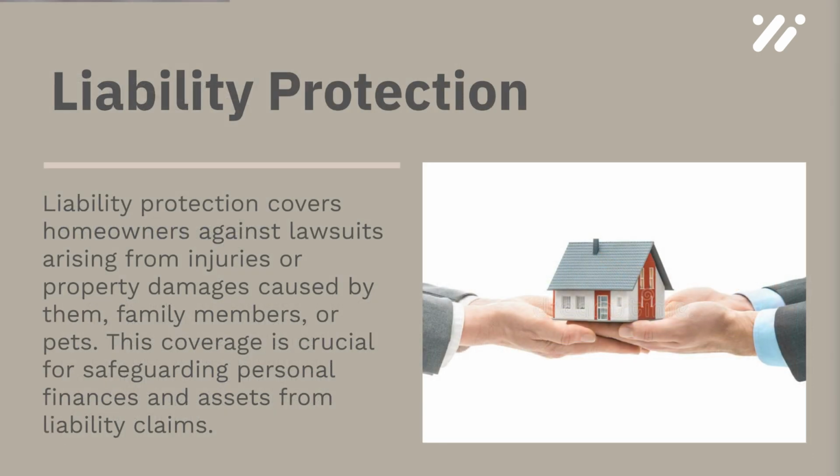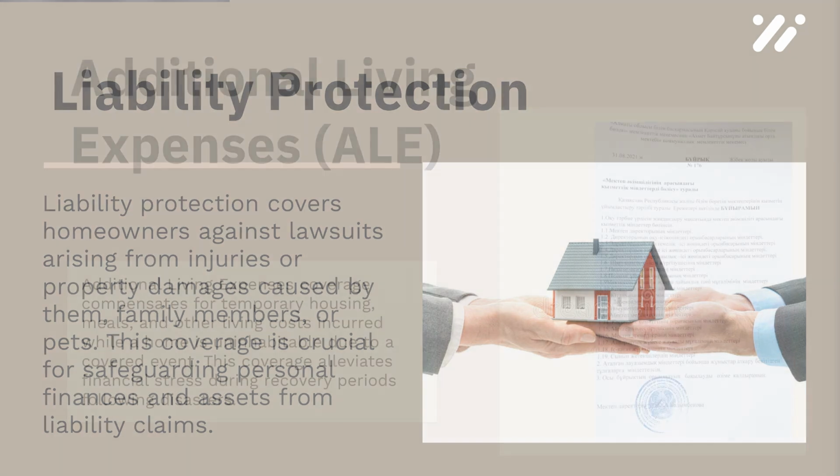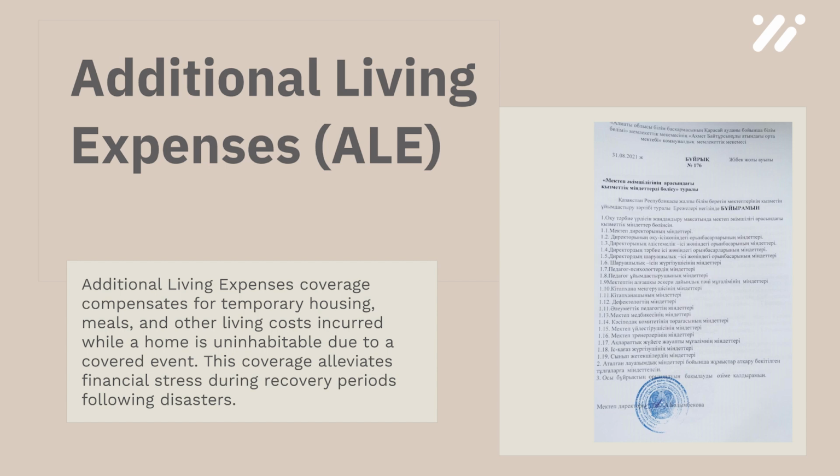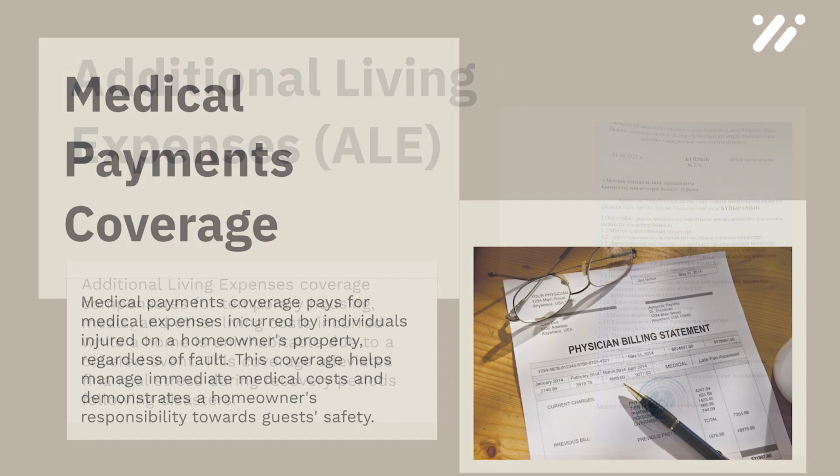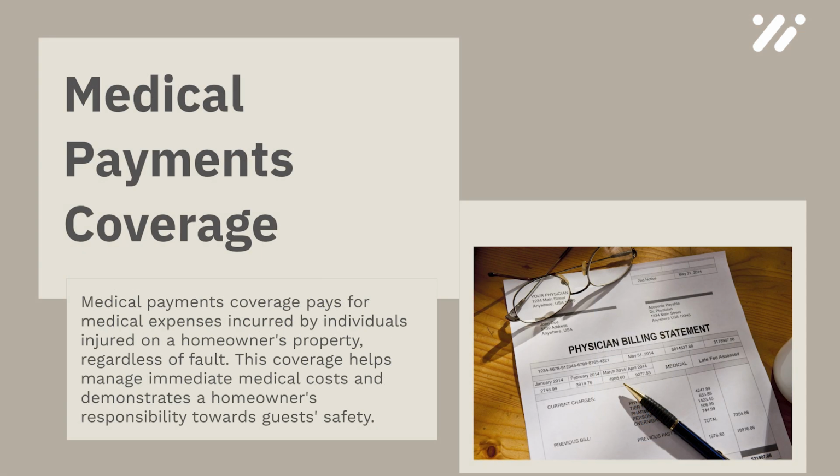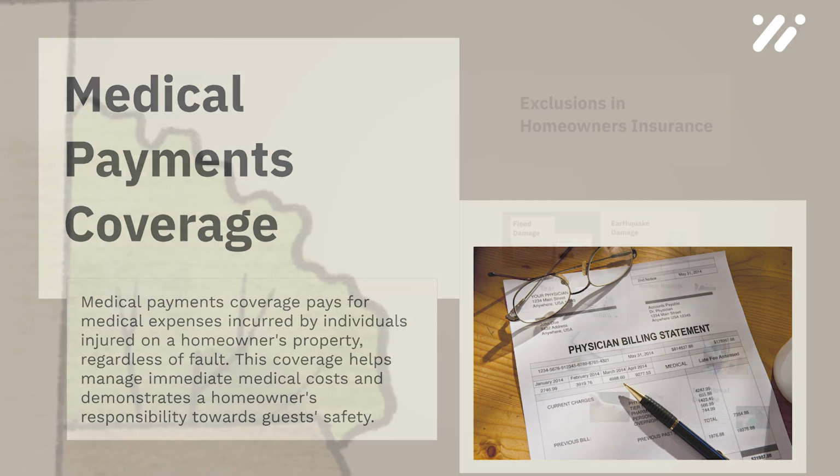Liability protection. This protects against lawsuits for injuries or property damage caused by you, your family members, or pets. Additional living expenses (ALE). This covers the cost of temporary housing, meals, and other expenses if your home becomes uninhabitable due to a covered event. Medical payments coverage. Pays for medical expenses if someone is injured on your property, regardless of fault.